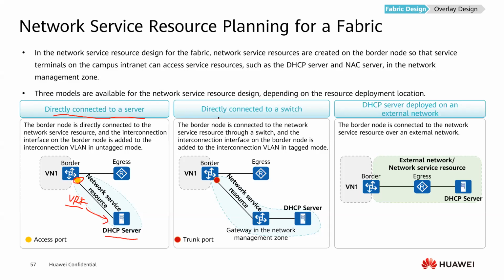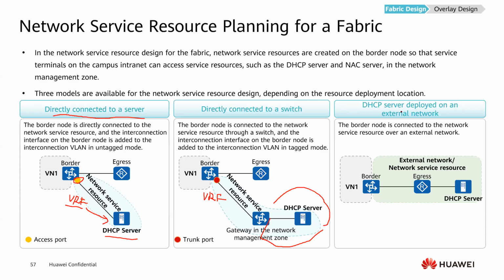And the second scenario is directly connecting to a switch, and the switch is the gateway for the network resource pool. So it may provide a lot of services. In this scenario, the border will change this port to a trunk port, so it will connect to several services. Also, for each network resource, it will create a different VRF, and it will create the static route bound with the VRF, designated to the specific resources.